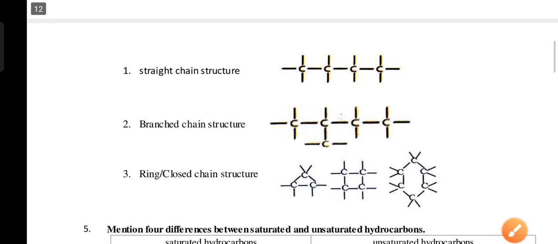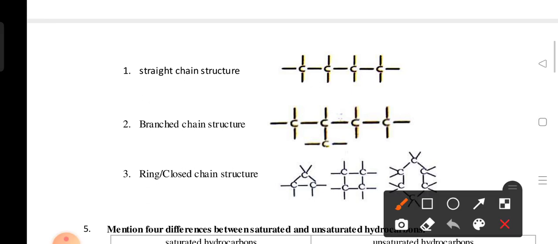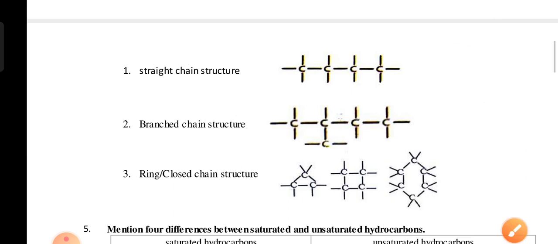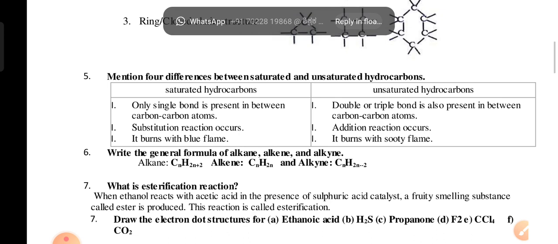Next, whenever we write the structures of carbon compounds, there are straight chain, branched chain, and closed chain. Whenever we convert a straight chain into a branched chain, the physical and chemical properties change. Whenever we convert a straight chain into a closed chain, the molecular formula remains the same, but the structural formula changes.